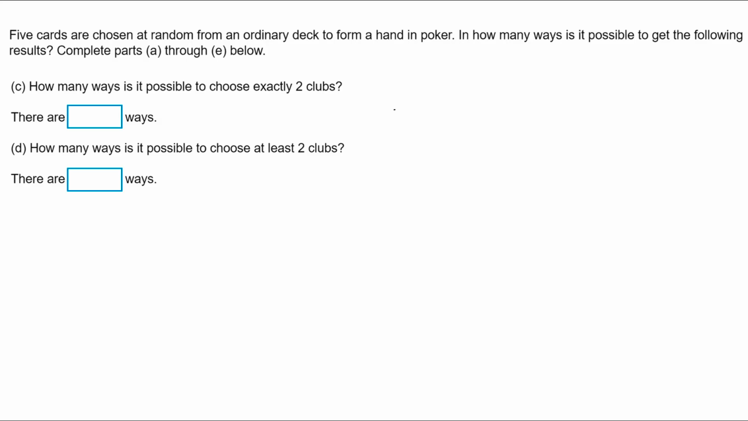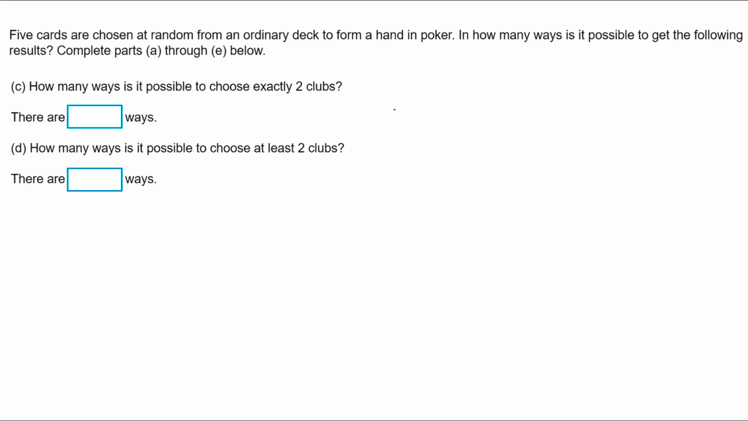All right, 5 cards are chosen at random from an ordinary deck to form a hand in poker. In how many ways is it possible to get the following results? All right, first of all, we want to know how many ways is it possible to choose exactly 2 clubs. All right, so we want 5 cards in our hand.